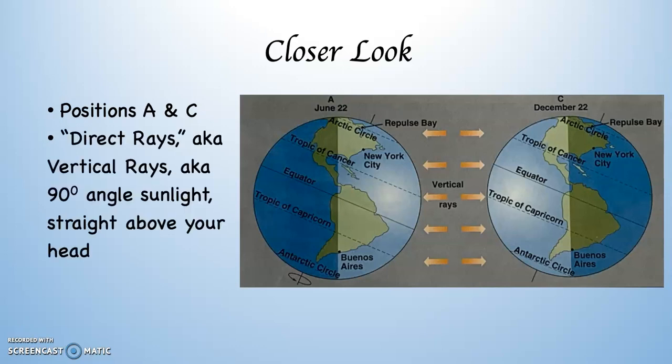Vertical rays means this. It means the direct rays of the sun, also known as the vertical rays of the sun, also known as 90-degree angle sunlight, also known as the sunbeams straight over your head. So wherever you are, if you tilt your head back and look straight up, on that day the sun would be directly over your head at no angle whatsoever, at a 90-degree angle above the horizon, straight above your head.